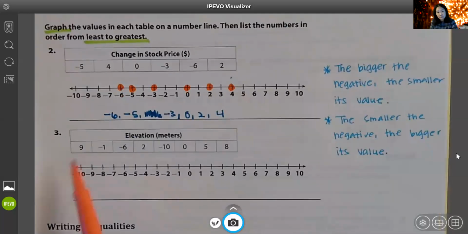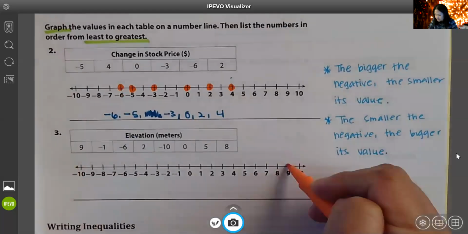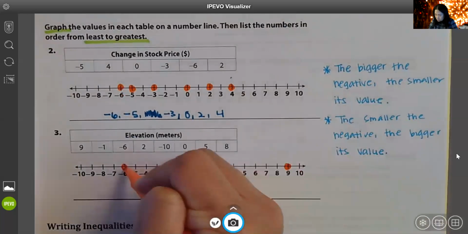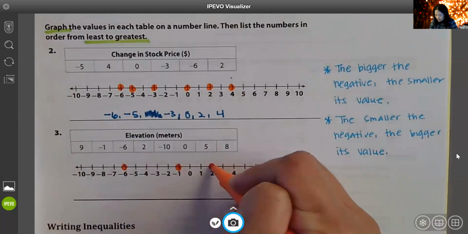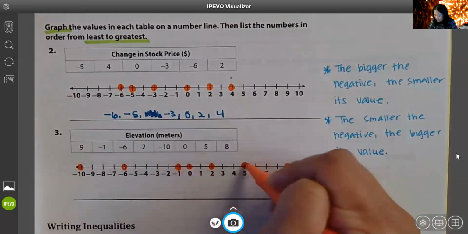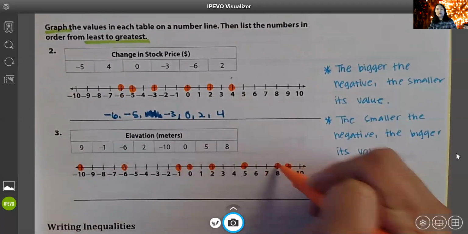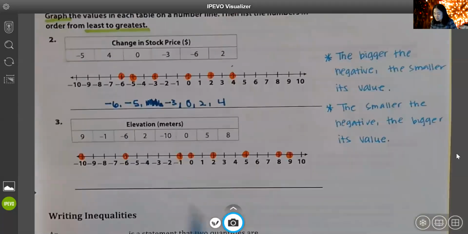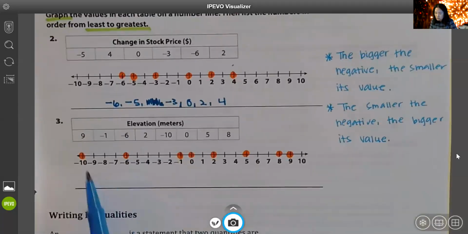Let's first plot out the points. 9, -1, -6, 2, -10, 0, 5, and 8. Now, you have two options when you're ordering the numbers from least to greatest. One of the things that you can do is first plot the points and then just go from left to right. So -10, -6, -1, 0, 2, 5, 8, and 9.